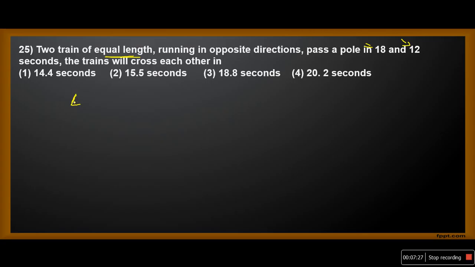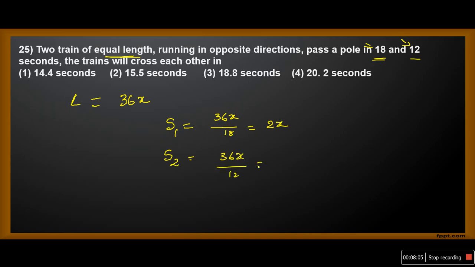Instead of taking L, let us consider the length of the train to be 36x. Why am I taking 36x? Because the time taken is 18 and 12, I am taking the LCM of 18 and 12. Speed of the first train is equivalent to distance covered by time taken, 36x by 18, that equals 2x. Because it is crossing a pole, it means it is crossing its own length in 18 seconds. Speed of the second train is equal to 36x by 12, which is equal to 3x.